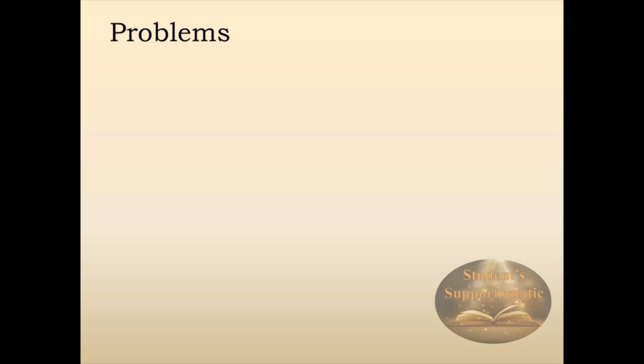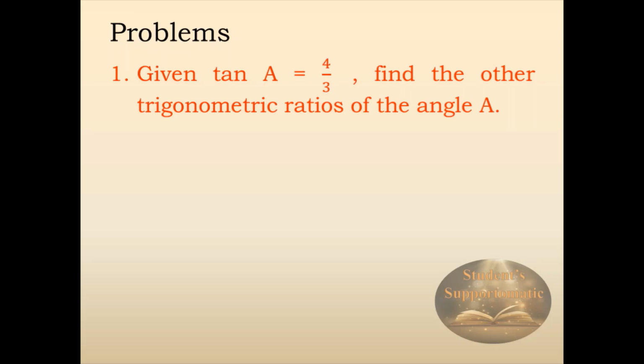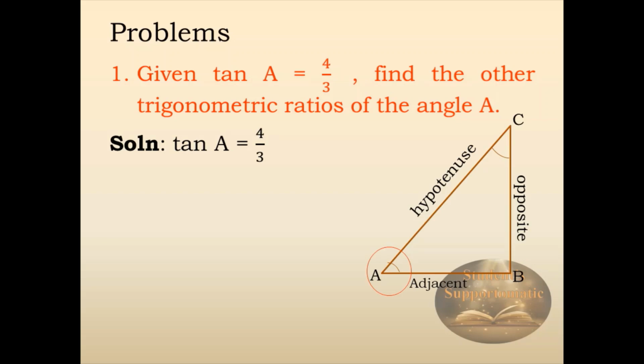Now let's do some problems on trigonometric ratios of an angle. The first problem is: given tan A is equal to 4 by 3, find the other trigonometric ratios of angle A. So here in this problem, only one ratio is given, tan A. We have to find sin A, cos A, cosecant A, secant A and cot A. First we will draw a triangle ABC, where A must be the acute angle.